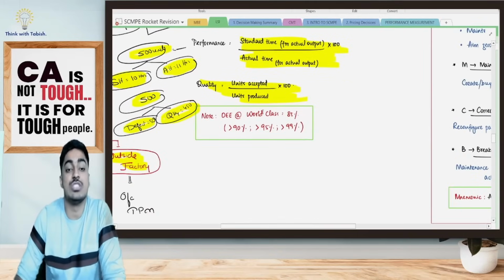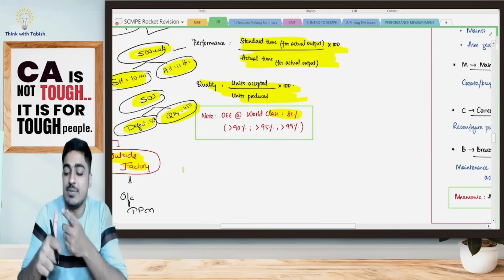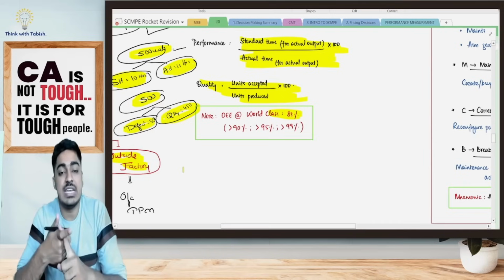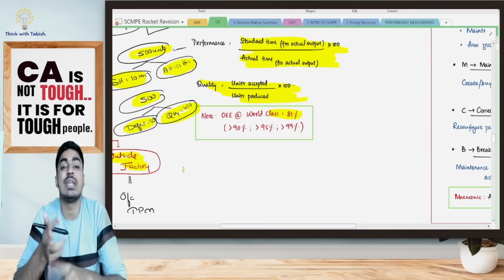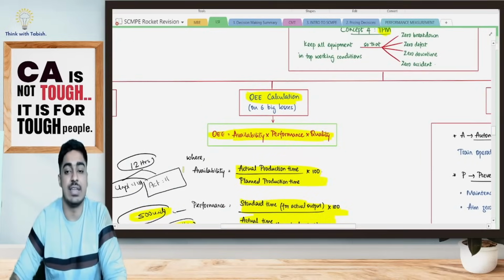Yes, keep in mind, students, OEE at world class is 85%, wherein availability is 90%, performance is 95%, as well as quality should be more than 99%. Is it clear, everyone? Yes.